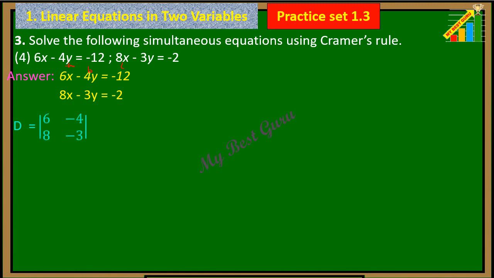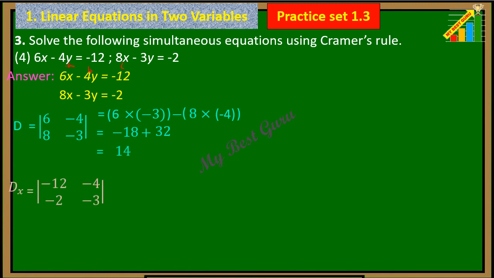So for D we have to take A and B. So the coefficients are 6 and 8, and minus 4 and minus 3. Find out the value for this determinant. This is equal to 6 multiply with minus 3 minus 8 multiply with minus 4. Now calculate this. 6 multiply with minus 3 is minus 18. Minus minus will become plus. 8 multiply with 4 is 32. So minus 18 plus 32 is 14.